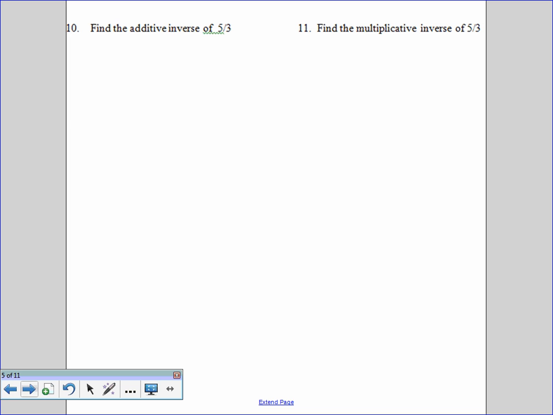All right, the additive inverse and the multiplicative inverse. So the additive inverse is what would I add to 5/3 to make it go away? And that would be negative 5/3, because remember, anything plus its opposite is 0. So if I give you something and ask for the additive inverse, you're just going to do that.